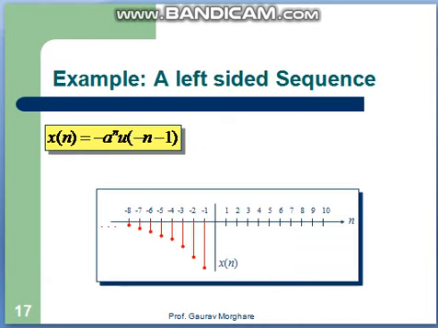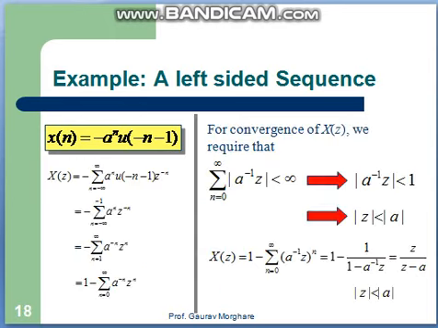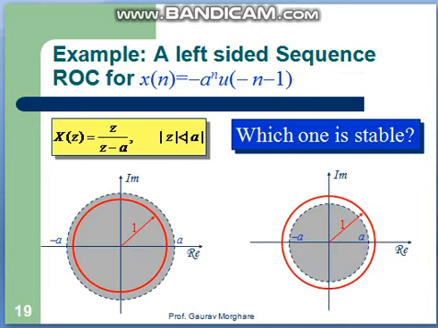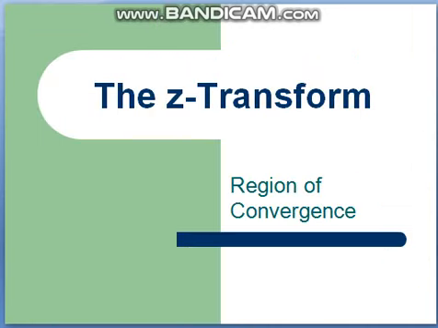For the left-sided sequence, where the sequence is minus a to the power n u[minus n minus 1], it gives the same expression, but the only difference is that the ROC is mod of z less than a. This is not a stable system.